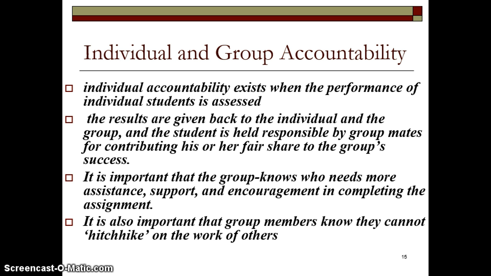Individual and group accountability. Individual accountability exists when the performance of the individual students is assessed. The results are given back to the individual and the group, and the student is held responsible by group mates for contributing his or her fair share of the group's success. It is important that the group knows who needs more assistance, support, and encouragement in completing the assignment. It is also important that the group members know they cannot hitchhike on the work of others.